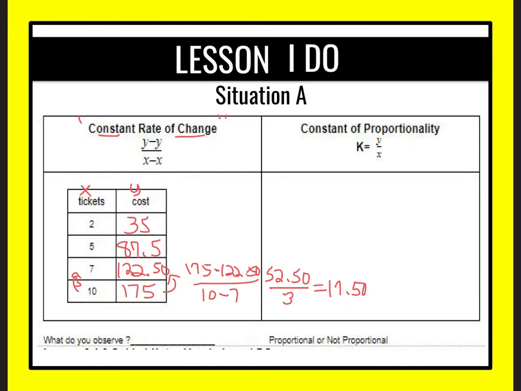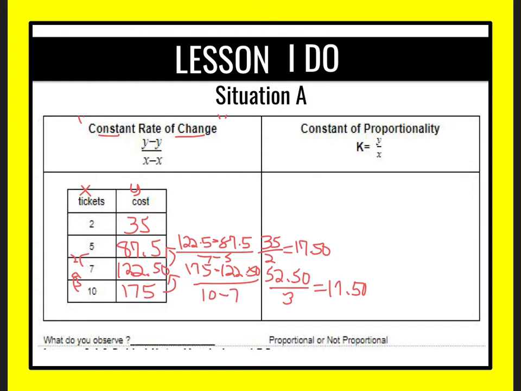$17.50. So now I'm going to do the same thing here. I'm going to take the difference between $122.50 minus $87.50, and I'm going to divide that by 7 minus 5, which I know is a difference of 2. When I subtract and I take the change in y, I actually get 35 divided by 2. So using my Desmos calculator, I see that I get 17.50.